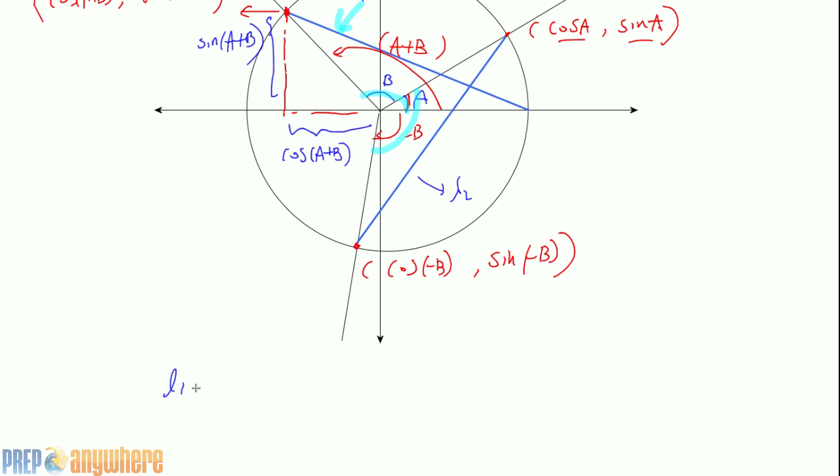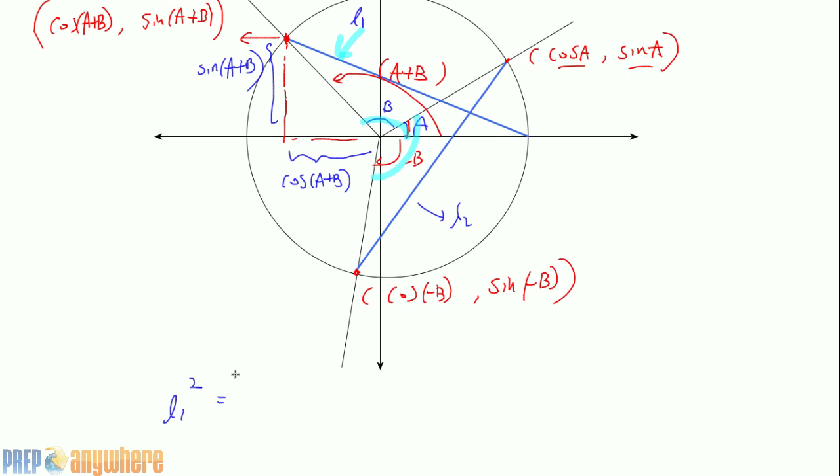Okay. So line 1 squared will be, by the Pythagorean theorem, this squared plus that squared, right? So sine A plus B squared, and this one here is going to be cosine of A plus B. Okay, let me do it this way. I want the distance from here to here, right? So this distance, this is a radius. It's 1.